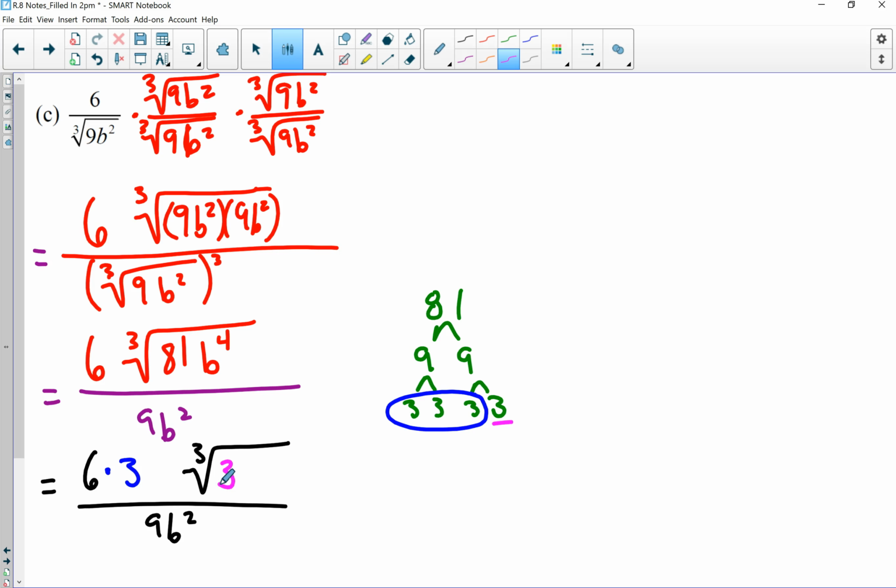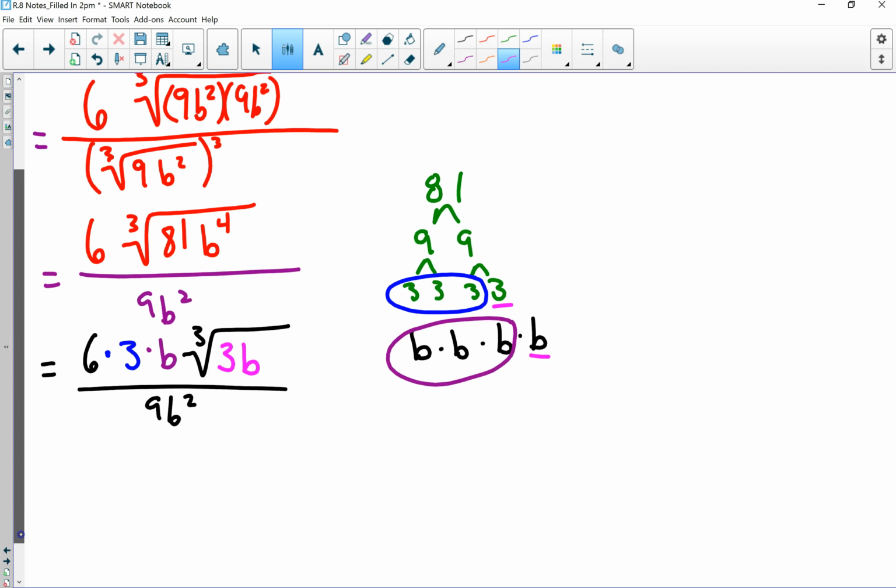So that simplified the 81. For my b's, I have 4 b's. Since it's b to the 4th, I can create a single grouping of 3 of them. So that single b would come outside my cube root. And then I would also have a single b left over to stay inside. So that's how we would reduce our cube root.